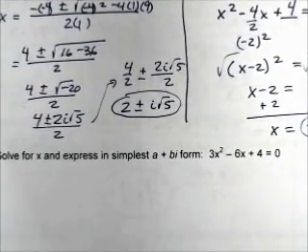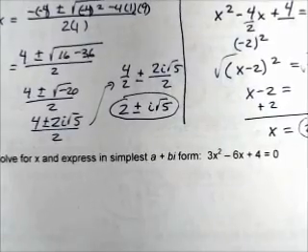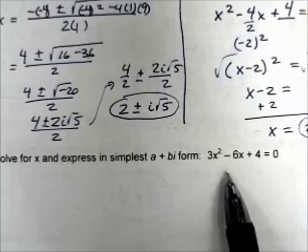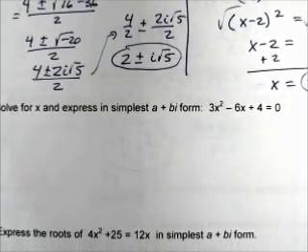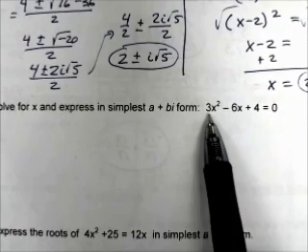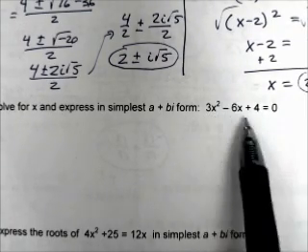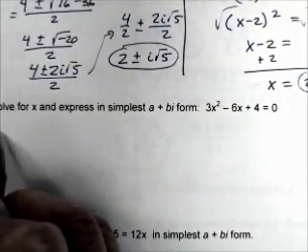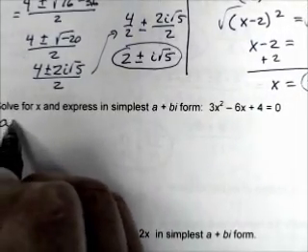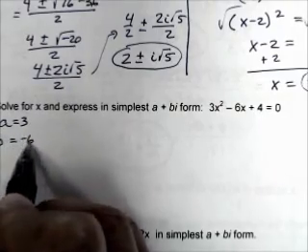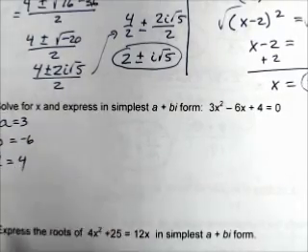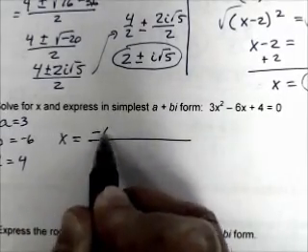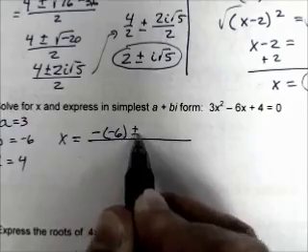Next, number 2, it says solve for x and express in simplest a plus bi form: 3x squared minus 6x plus 4 equals 0. Okay, well, since the lead coefficient's not 1, it's not really a good candidate for solving using complete the square, so we'll use the quadratic formula. Note the values of a, b, and c. And plug into our quadratic formula.